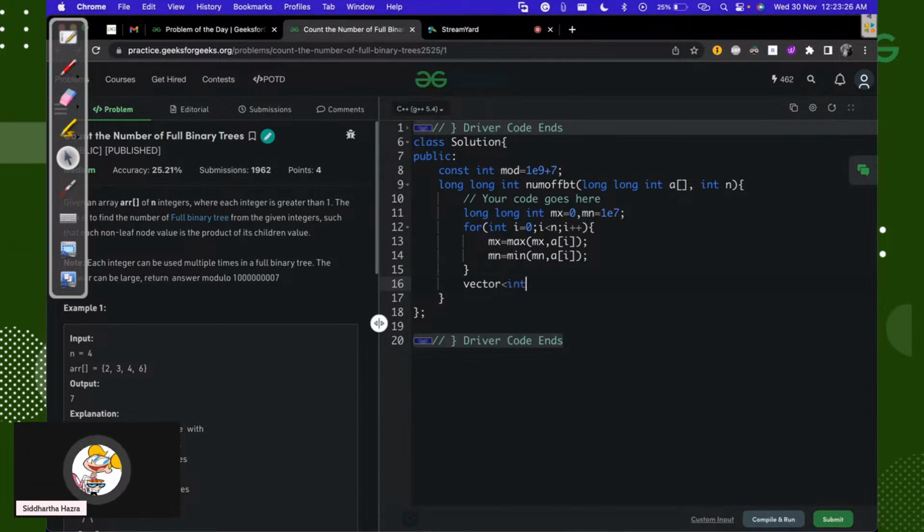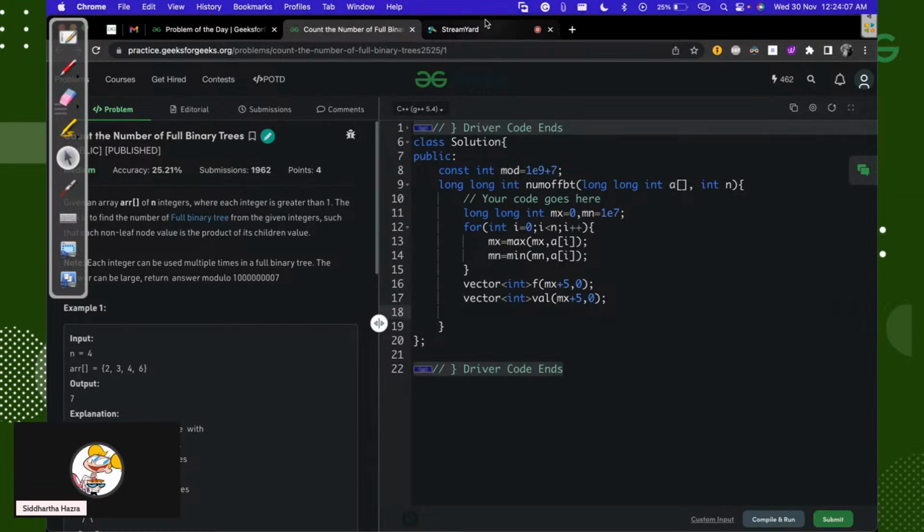A vector of int, which would have the frequency, of size mx plus 5, mx plus 5 to be on the safer side. And we would have another vector of int, and this would store the value, val of size mx plus 5 again. Each one would be initialized with the value 0. This is the syntax for that, otherwise you can run a loop and set all the values to 0.